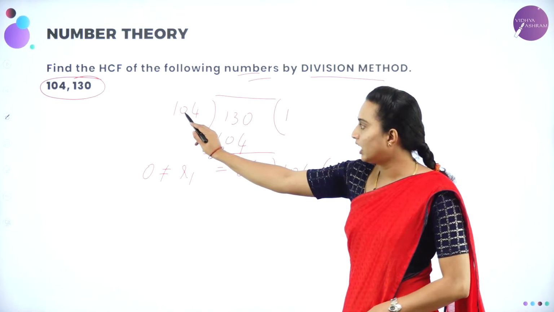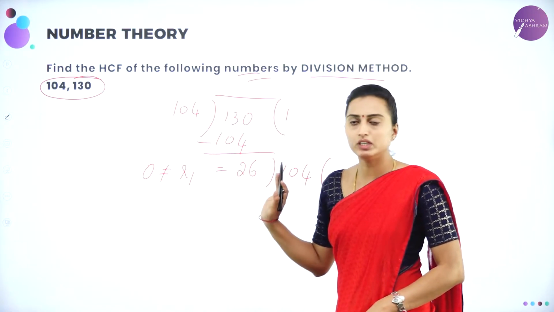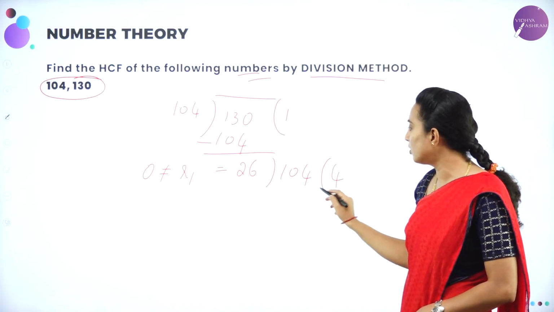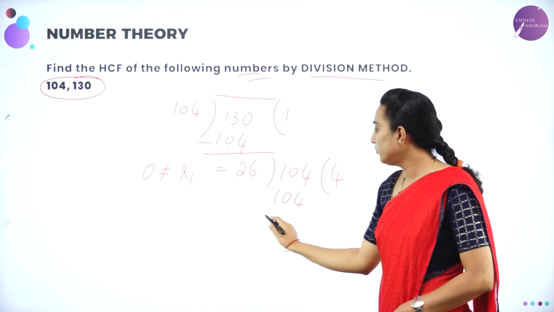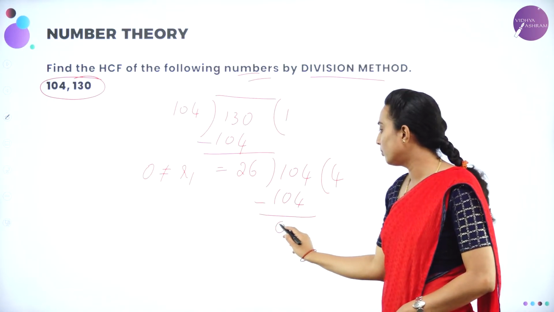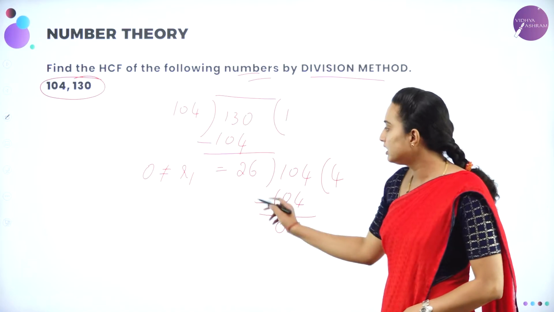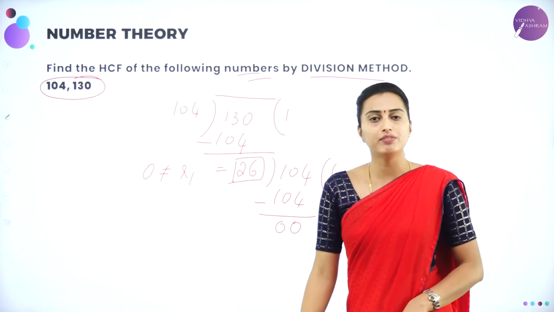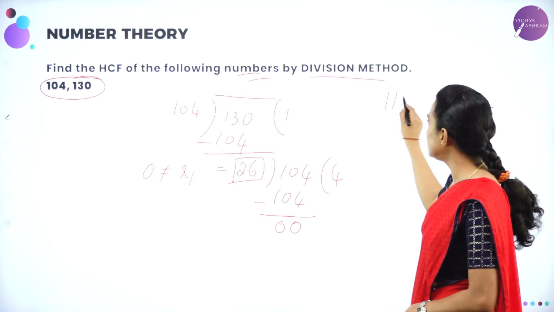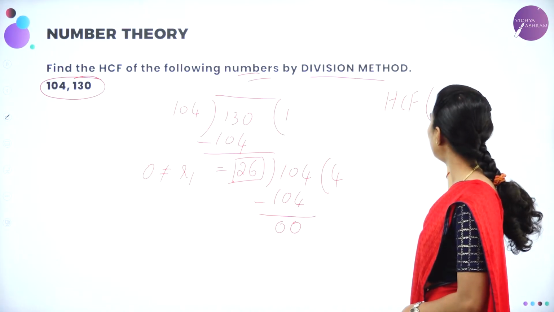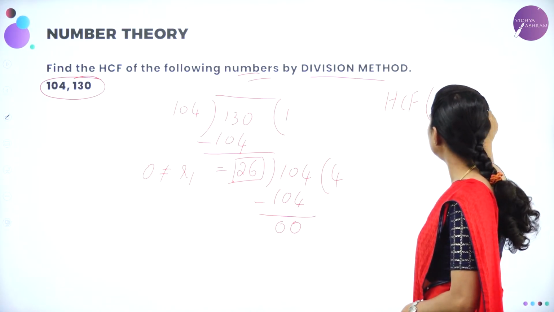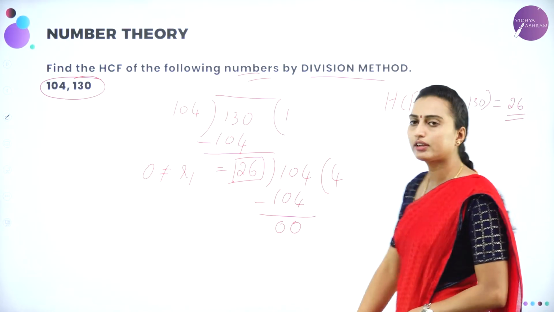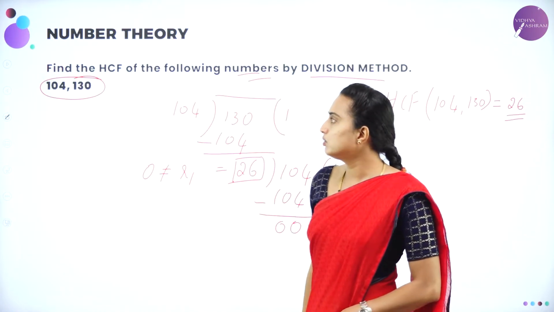Now see, 104 is there, this R1 is not equal to 0, you are going to divide 104 by 26. You know already 26 fours are 104, now you are going to get 0, correct? So therefore, this 26 is the HCF of 104, 130. So we are going to write it as HCF of 104, 130 is equal to 26. Got it? Next we'll be moving on to the next problem.